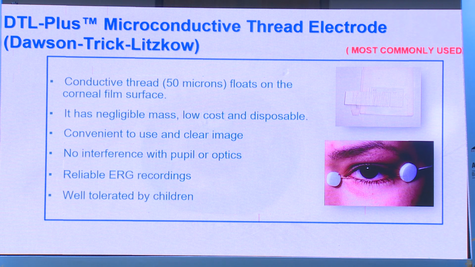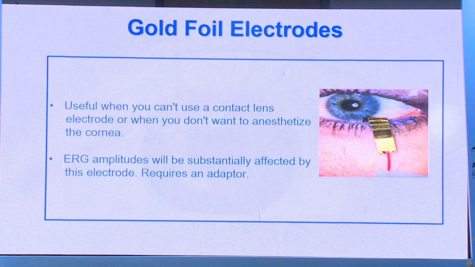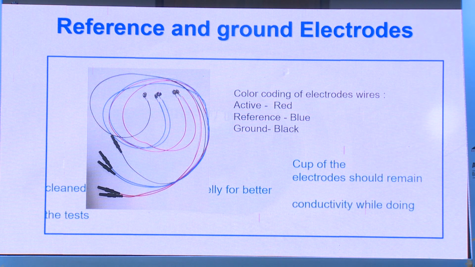No interference with pupil or optics, as we can see in the picture. It gives a very reliable ERG reading, and they are well tolerated by children. Then we have the gold foil electrodes. They are useful when you cannot use a contact lens electrode or when you don't want to anesthetize the cornea. The ERG amplitude will be substantially affected by this electrode, and it requires an adapter.